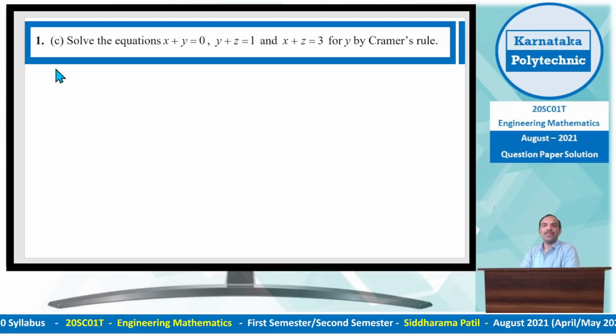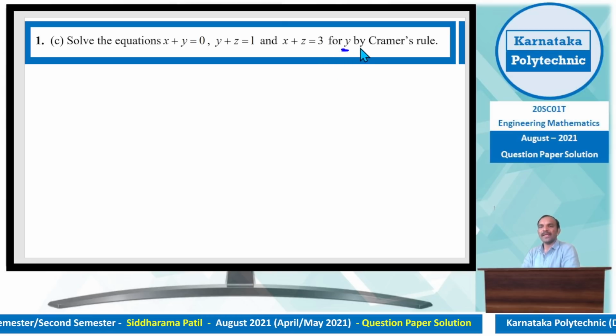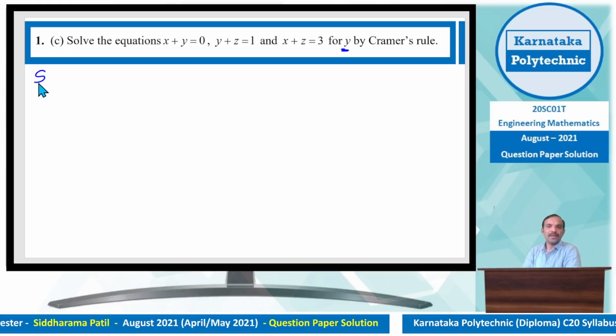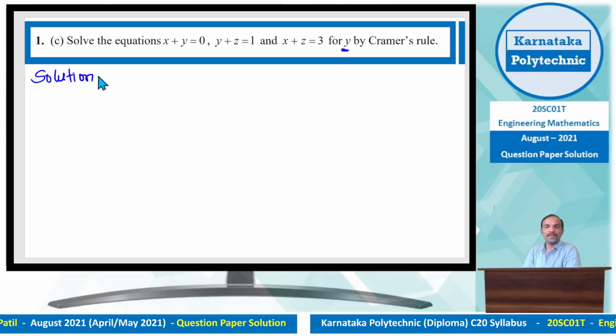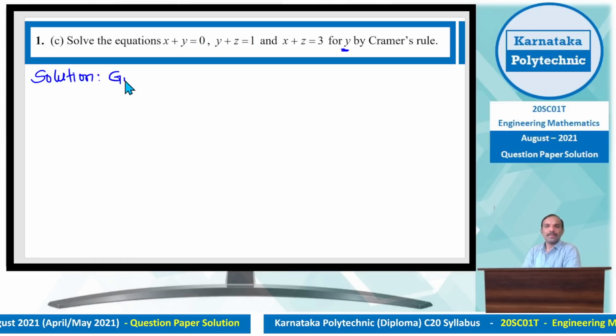Moving to 1c. Solve the equations x plus y equal to 0, y plus z equal to 1 and x plus z equal to 3 for y by Cramer's rule. Solution. Consider the given equations.